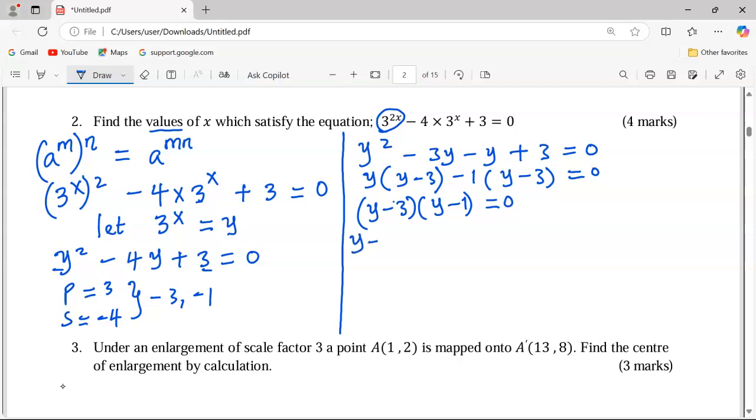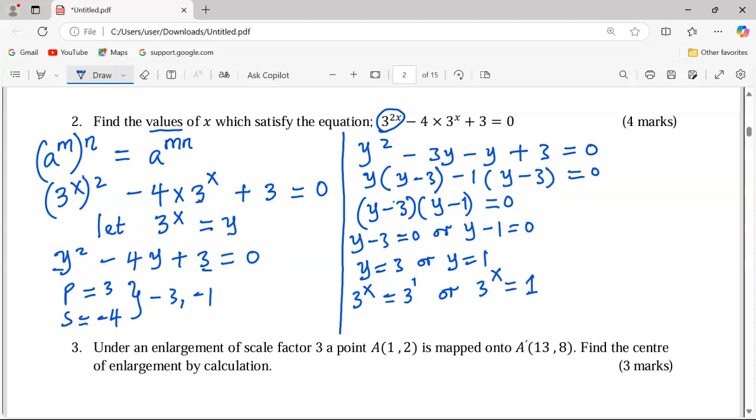This means that y minus 3 equals 0, or y minus 1 equals 0. At this point, we can say the value of y can be 3, or the value of y can be equivalent to 1. And we remember whatever we had let to be y is 3 power x. So 3 power x is equivalent to the first option, which is 3 raised to 1, or 3 power x is equivalent to 1. Because the bases are the same, x is equivalent to 1.